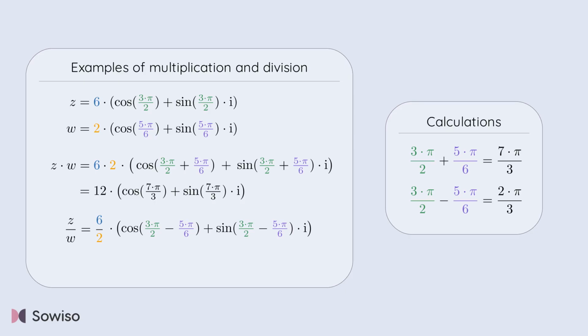Therefore, the division simplifies to 3 times cosine of 2 pi over 3 plus sine of 2 pi over 3 times i. This concludes the examples.